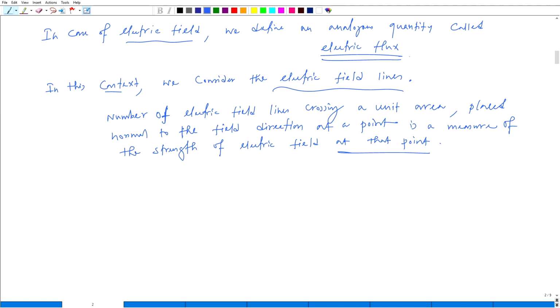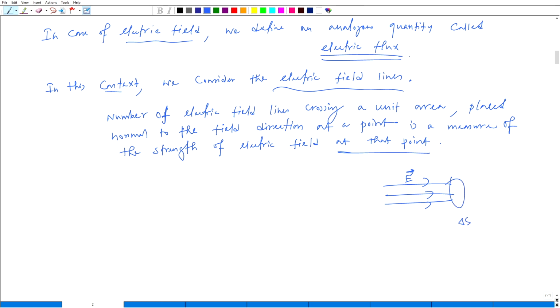So if we consider a small planar surface, okay, and the electric field lines crossing it are proportional to, let us say these are electric field lines similar to the liquid, okay. So the E vector, and we consider a small surface delta S. So this is the delta S.